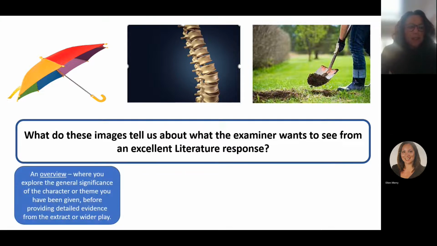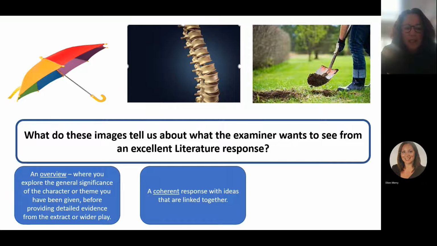And the umbrella is there to signify an overview. They like an overview, usually in the form of an introduction, where you explore the general significance of the character or the theme that you've been given in your question, before providing that detailed evidence from the wider play or the extract. The spine there is this idea of a coherent response.